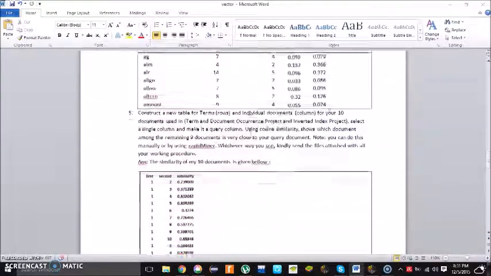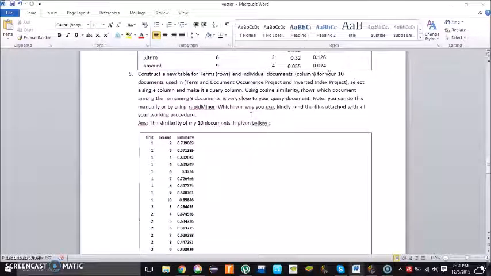Okay. Number 5. Construct a new table for terms and individual documents for your 10 documents used in the term and document occurrence project and inverted index project. Select a single column to make it a query column, using cosine similarity show which document among the remaining 9 documents is very close to your query document. Note that you can do it manually or by using RapidMiner. Whichever way you use, kindly send the files attached with all of your working procedures.